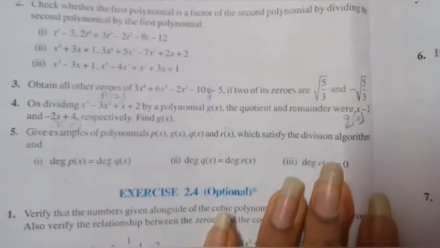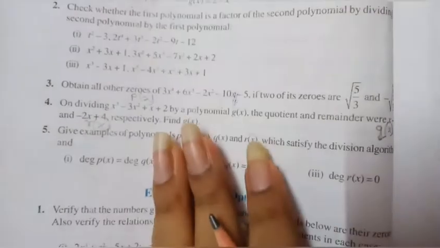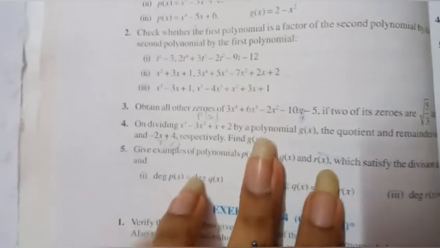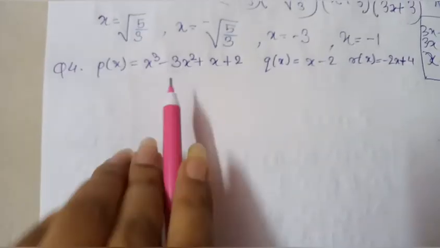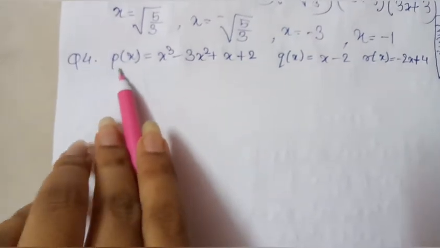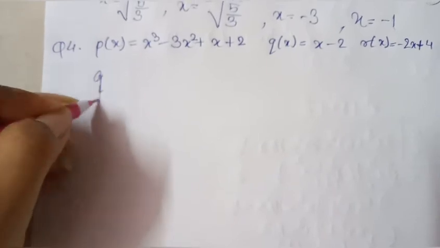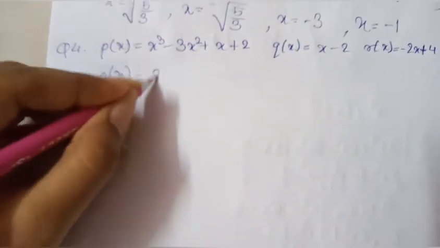And this is the quotient. So on dividing, this is p(x), this is q(x) and this is r(x). Now we need to find g(x). So how will we do this? Let's see. As you can see, this is the given data. They have given us p(x), q(x) and r(x). We just need to find g(x). So how will we do this?